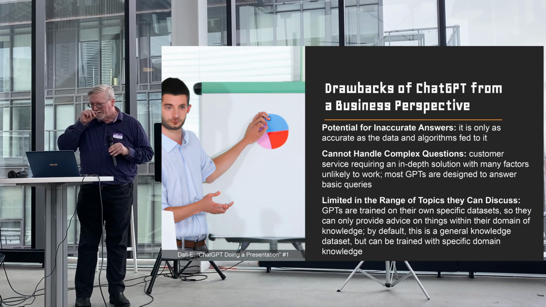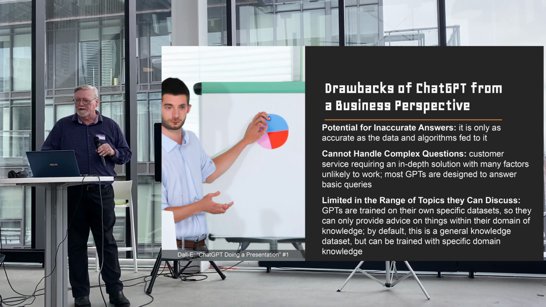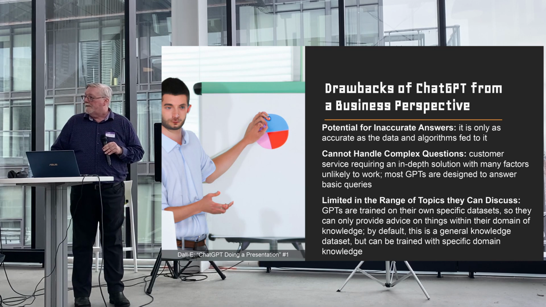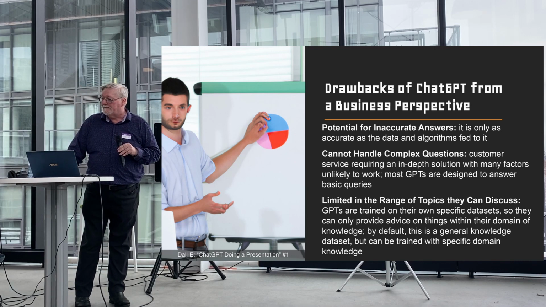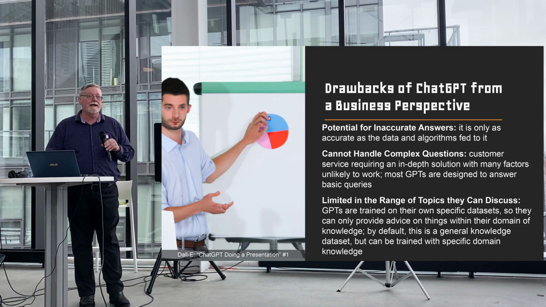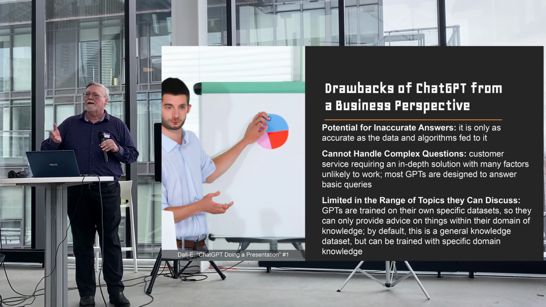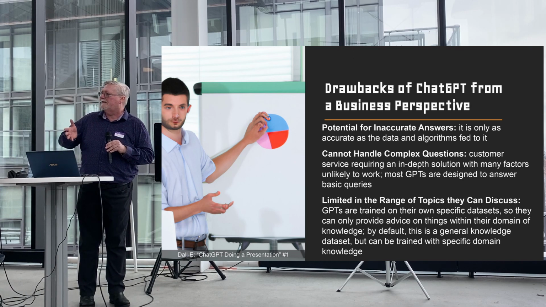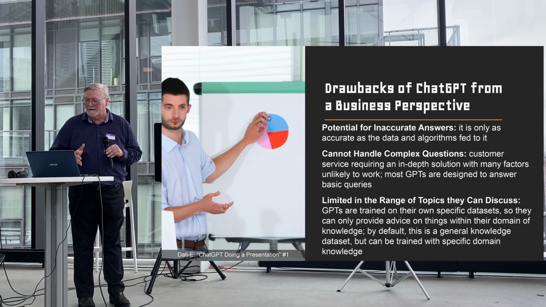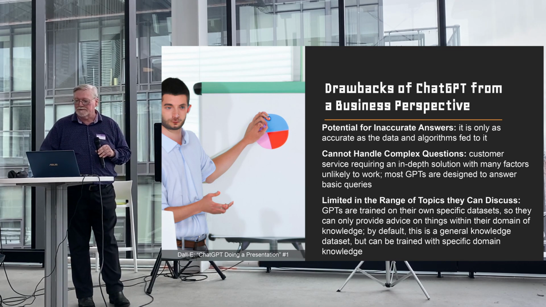So it's worth pointing out that there are some definite drawbacks of ChatGPT from a business perspective. The potential for inaccurate answers, because it's only as accurate as the data and algorithms that are actually fed to it. An interesting thing, if you've gone in and tried to play with anything in the recent online system, is that it only has the data that it has to respond to you. So if there is a current news story, for example, it can't respond accurately because it doesn't have that information handy. It also simply can't handle complex questions.